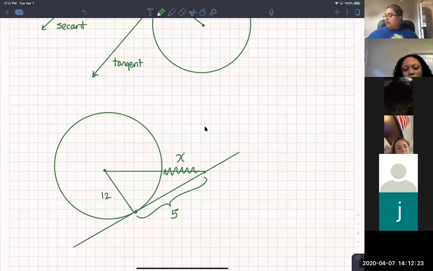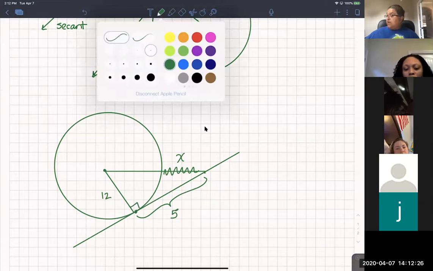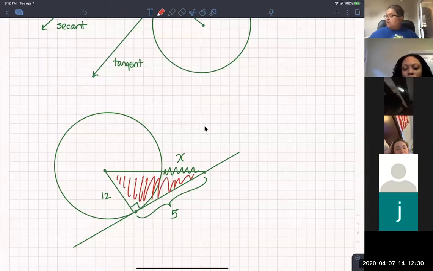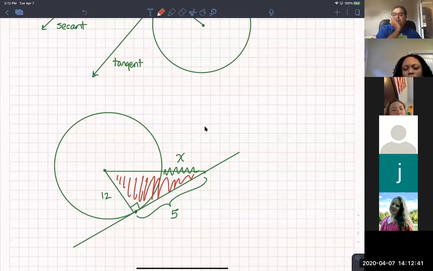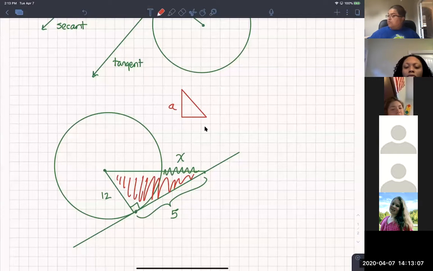Okay, so let's talk about it. This thing right here is 90 degrees. So what type of triangle is this triangle right here? A right triangle. What is the famous theorem that relates the 3 sides of a right triangle? Starts with a P. I'll give you a clue: a, b, and c. Pythagorean Theorem, which says a squared plus b squared equals c squared.